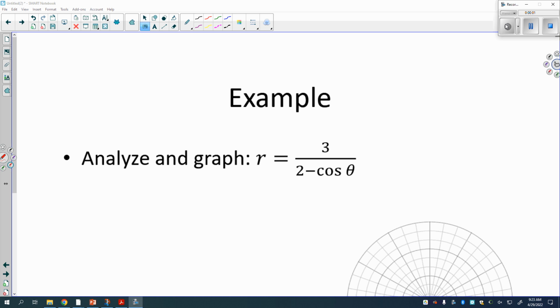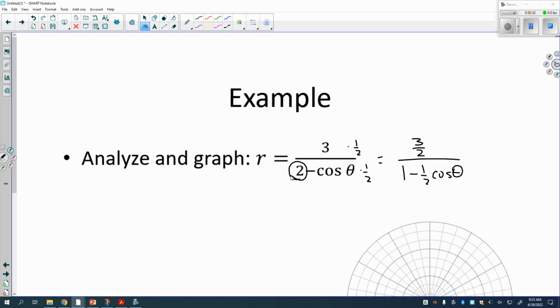Now, this is a very similar example, but you have to be careful here because this number is not a 1. We have to have that number be a 1 to start with in order to make it work, just like all of our basic equations showed on that earlier slide. So what I'm going to do is multiply the top and the bottom by a half. And that gives me this equation of 3/2 over 1 minus 1/2 cosine.